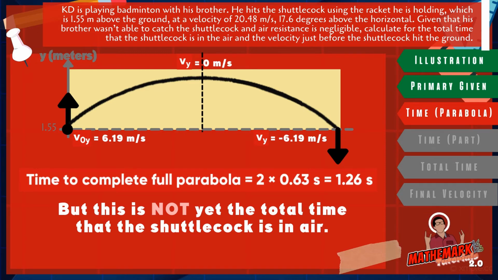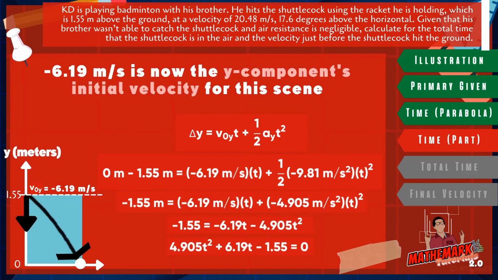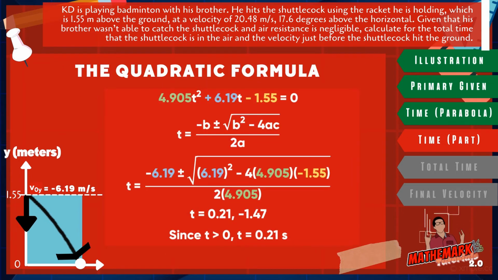But take note that it's not the final total time that the shuttlecock is in the air, as there is still the blue part, which is a continuation. In that scene, negative 6.19 meters per second is already the vertical initial velocity, or v sub 0y. From the givens, I decided to use that formula and plug in the values again, which led me to the quadratic equation shown. Because of that, I decided to use the quadratic formula to get t, plugging in the correct values. And here comes the importance of rearranging the equation like ax squared plus bx plus c.